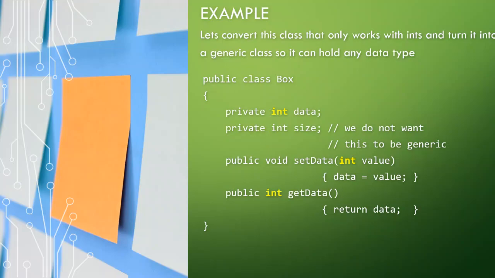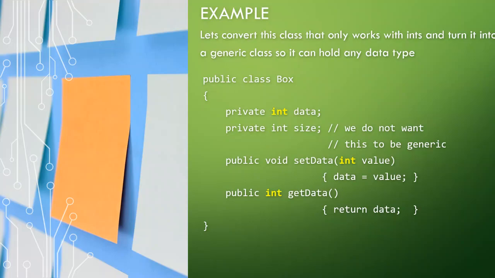So for example, right here, let's say we have this basic box class. Nothing really big about it. The idea is it holds right now just an integer data and say another variable that it needs to do its work with, and then you can set the data and you can get the data. What you have to do here is convert this class that only works with ints and turn it into a generic class so that it can hold any data type.